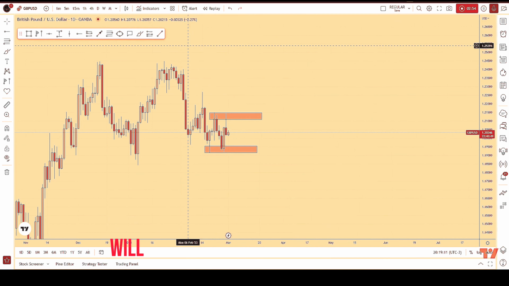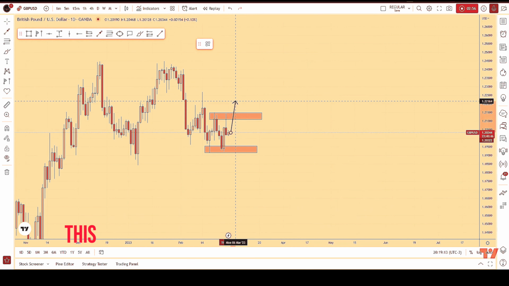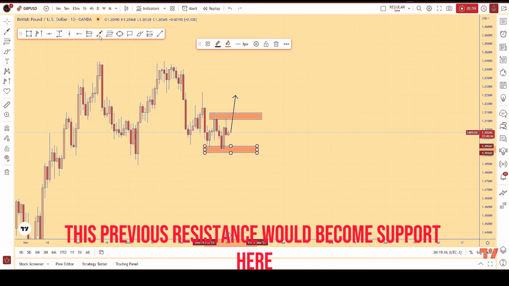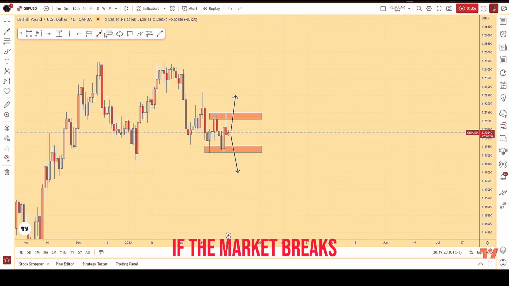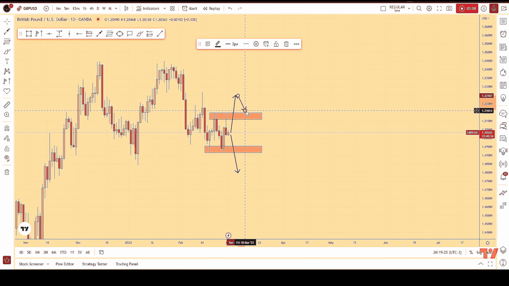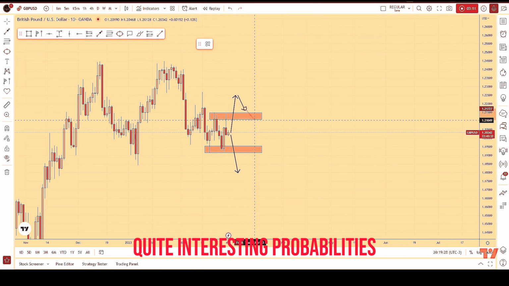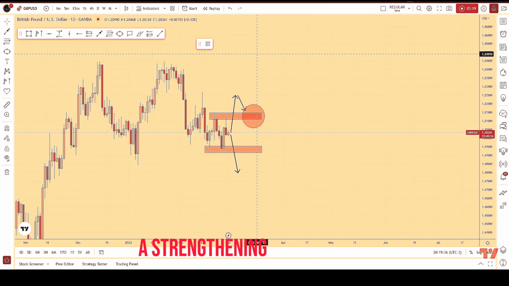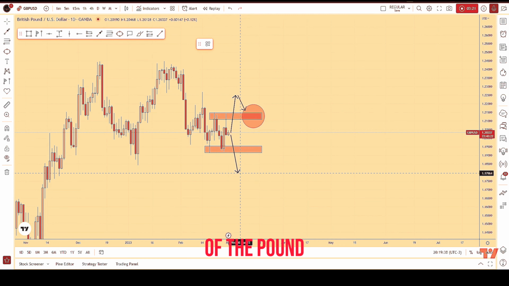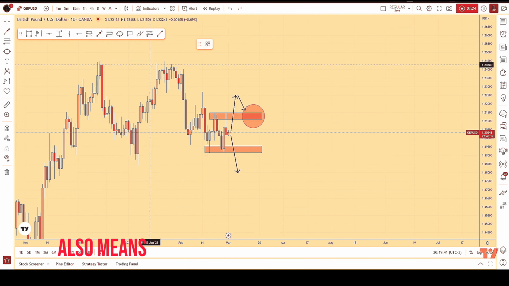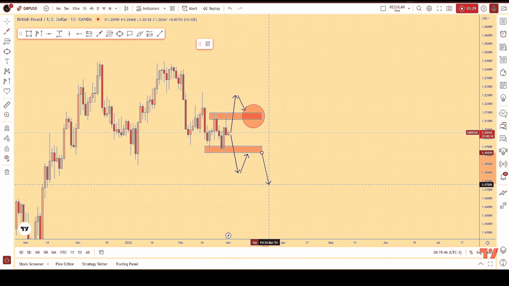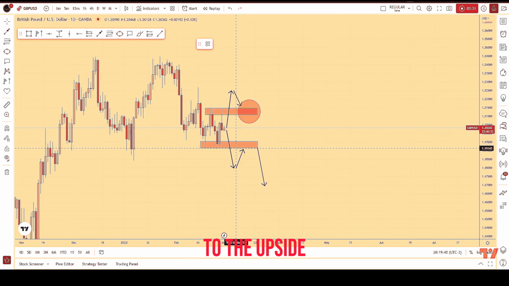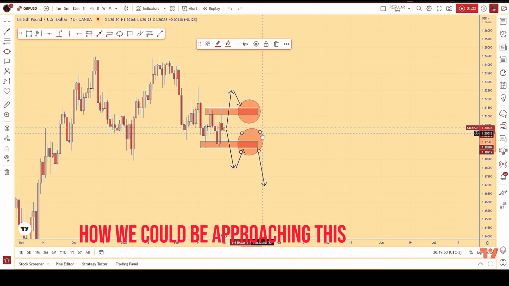Now, if the market here will create a rejection to the upside, at that point this previous resistance would become support here. If it breaks to the downside, at that point this previous support would become resistance. So in a situation like this, if the market breaks either to the upside or to the downside, that is where we would have quite interesting probability to see if we actually are getting a strengthening of the pound or a weakening of the pound, which, as we have already said, also means that we're looking already at GBP USD, not only GBP. So if the market here will reject to the upside or to the downside, how we could be approaching this potential situation.